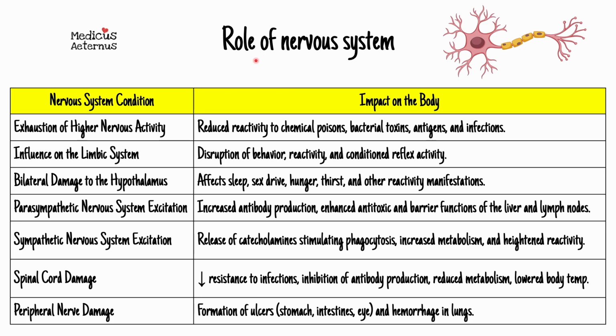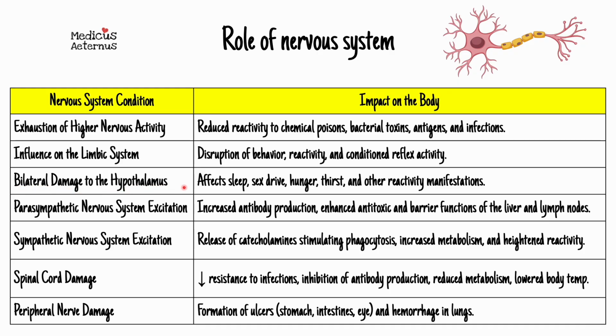We have here the role of the nervous system in reactivity. We have the nervous system conditions and their impact on the body. The exhaustion of the higher nervous system activity will cause a reduction of reactivity to chemical poisons, bacterial toxins, and antigens. Influence on the limbic system will cause disruption of behavior, reactivity, and conditioned reflex activity. They will lead to psychological disorders.